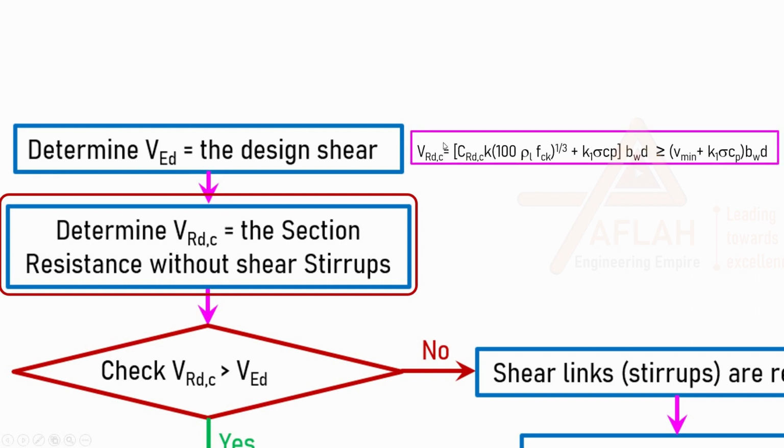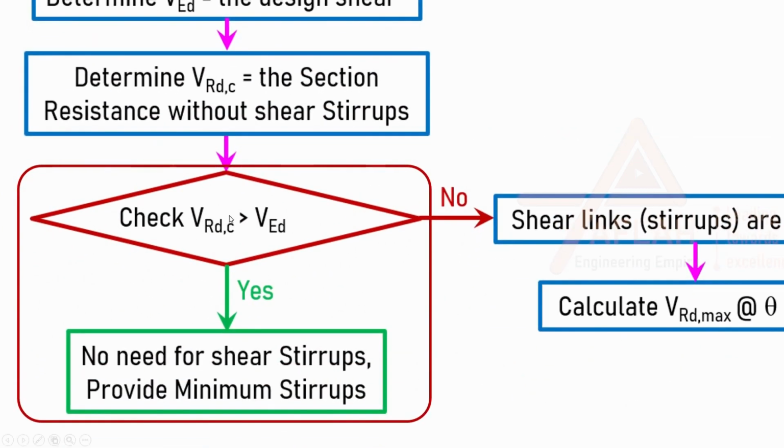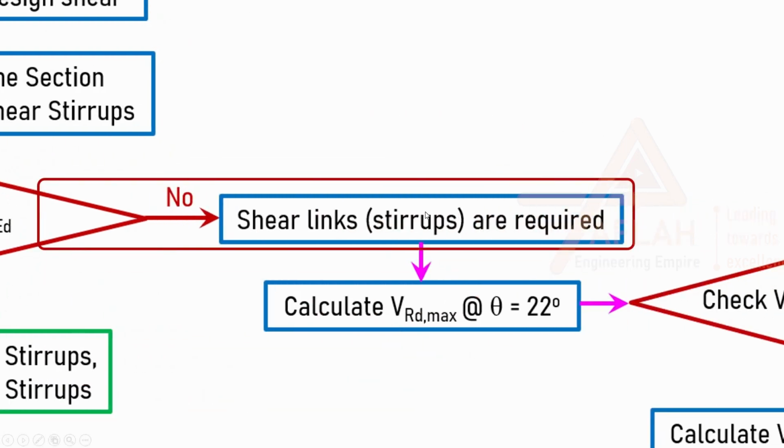Now let's continue with this one. How do we determine VRDC? It is these two formulas. You have to do this calculation and compare it with this one. This part must be greater than or equal to this one. So the maximum of the two will be taken as VRDC. Now, if VRDC is greater than VED, we said that minimum stirrups will be provided. If not, we have to go and calculate the stirrups.